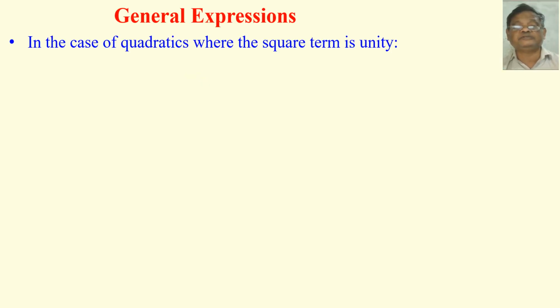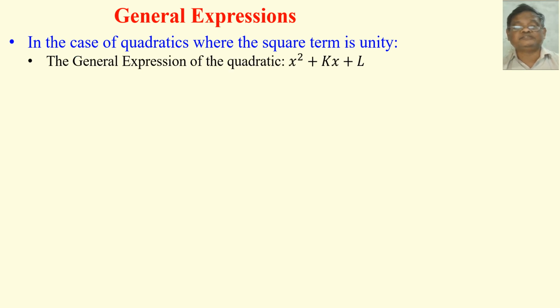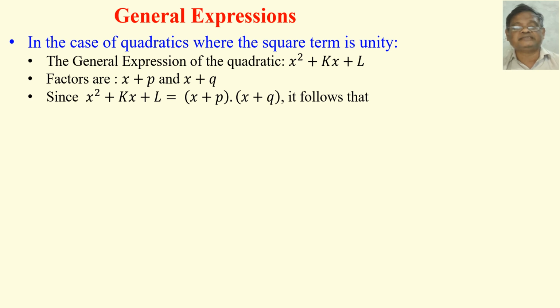General expressions. In the case of quadratics where the square term is unity, the general expression of the quadratic is x squared plus kx plus L. The factors are x plus p and x plus q. Since x squared plus kx plus L is equal to x plus p times x plus q, it follows that p plus q is equal to k and pq is equal to L.